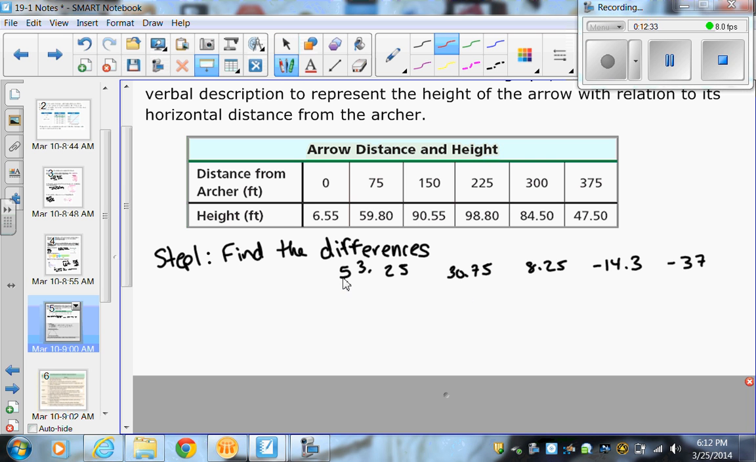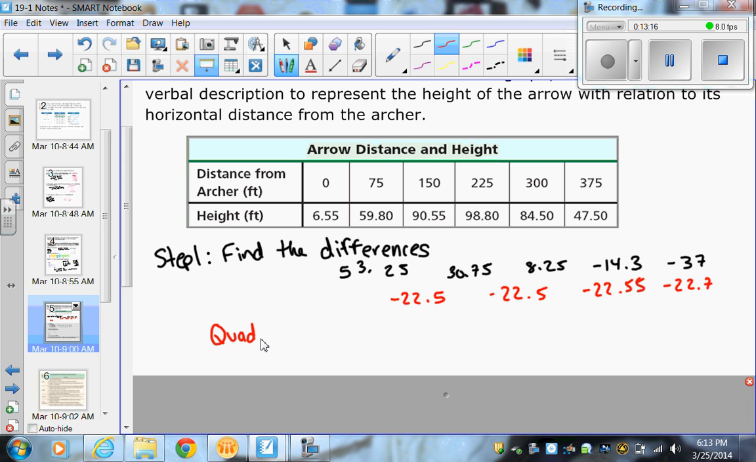So now I'm going to do 30.75 minus 53.25, and I'm going to get negative 22.5. 8.25 minus 30.75 is negative 22.5. Negative 14.3 minus 8.25 is negative 22.55. Negative 37 minus negative 14.3 would give me negative 22.7. So these are our second differences, which tells me that since it is the second difference that's close to being a constant, this is going to be a quadratic model.